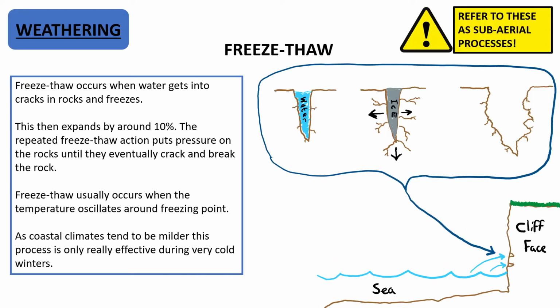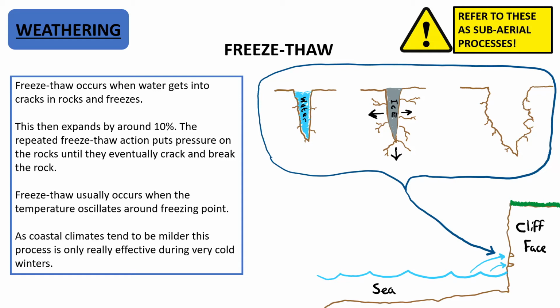So now moving on to weathering. Weathering at A-level is often referred to as subaerial processes. It's a lot better to refer to it as subaerial processes, and we'll look at the definition for that at the end. The first of the subaerial processes, or weathering, is freeze-thaw, and this occurs when water gets into cracks in rocks and it freezes.